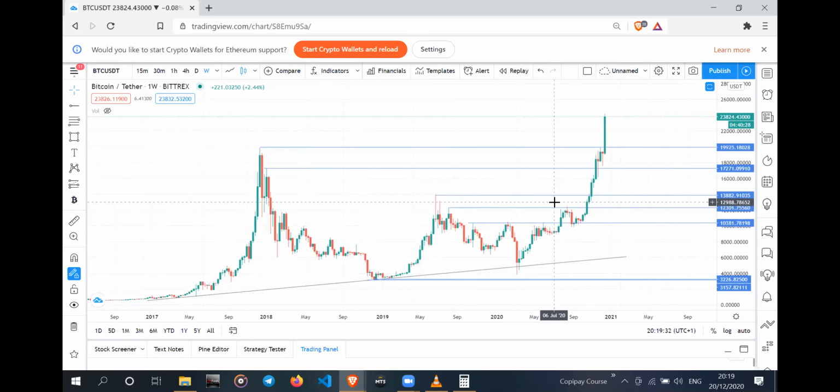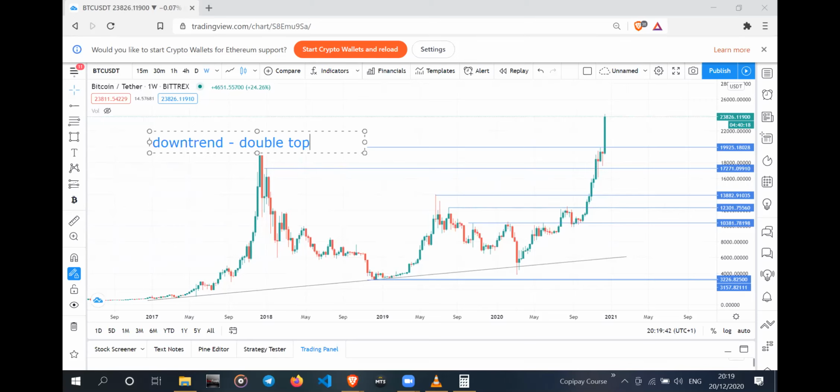Let's move on. So, if the market is in a downtrend, what are we looking for? We're looking for double tops. We're looking for evening star patterns. We're looking for anything that will just indicate that the market is going down, down, down. A double top signifies a downtrend. An evening star pattern.